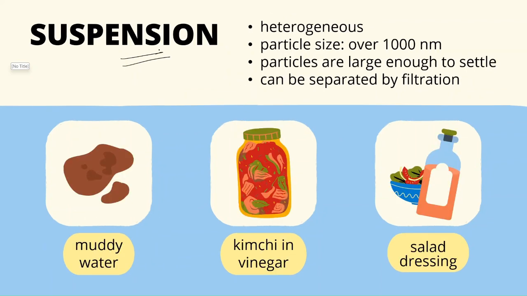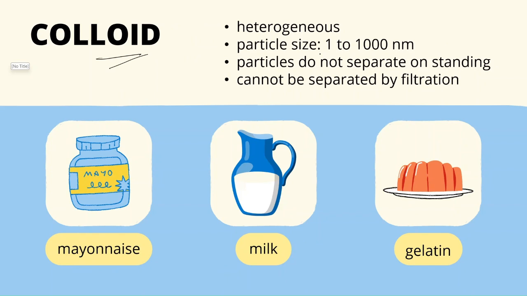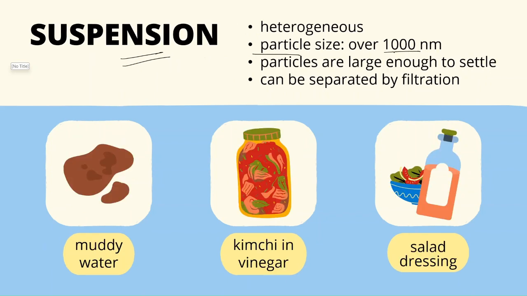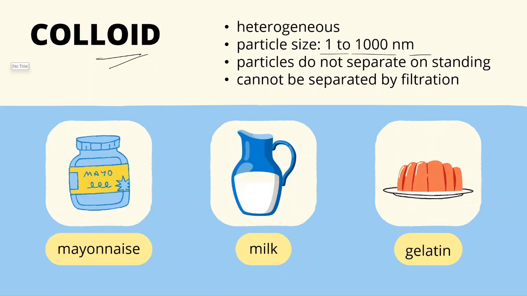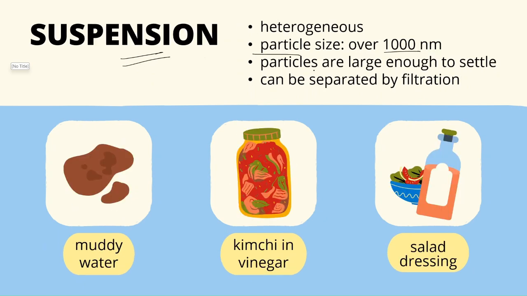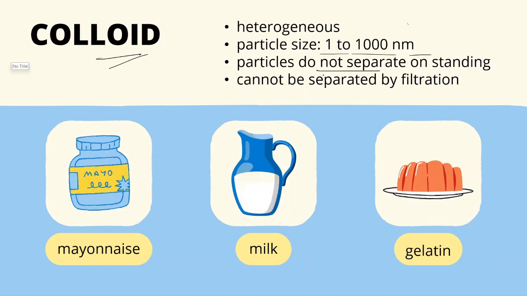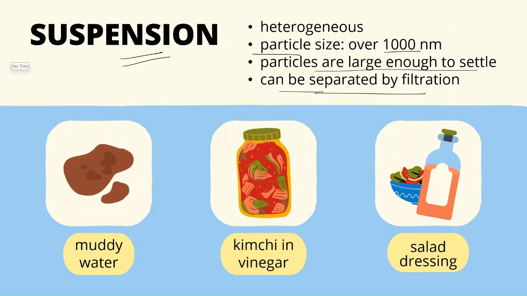Colloid and suspensions are a little bit the same, only there is a difference in particle size. Here it is over 1000 and here it is 1 to 1000 nanometer, meaning it comes between 1 to 1000 nanometer size. In colloids particles do not separate and cannot be separated by filtration. In suspensions, particles are large enough to settle and can be separated by filtration.